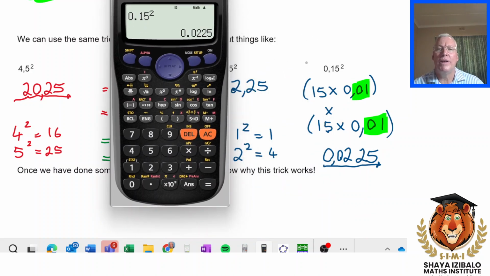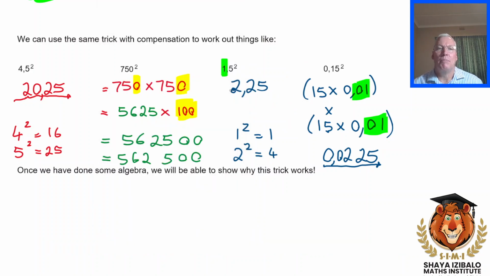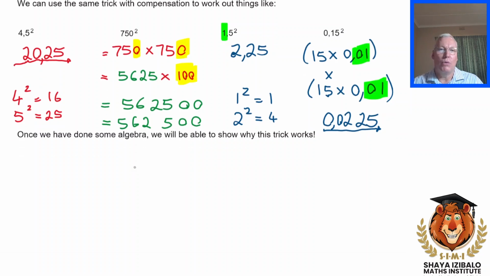Okay, don't worry too much about these last ones. If you found them really difficult, there'll be some of you that are quite comfortable with it. All right, but just a little trick for how to square numbers that end in 5. When we've done some algebra in grade 9, we'll be able to prove why this trick works. For now, you can use it without knowing why it works.